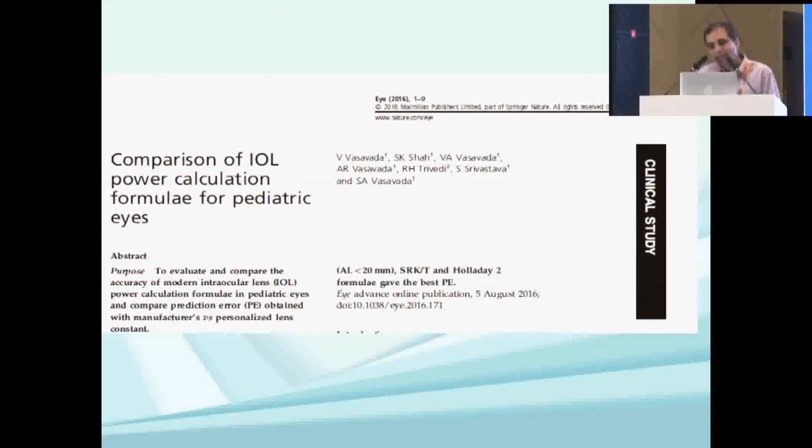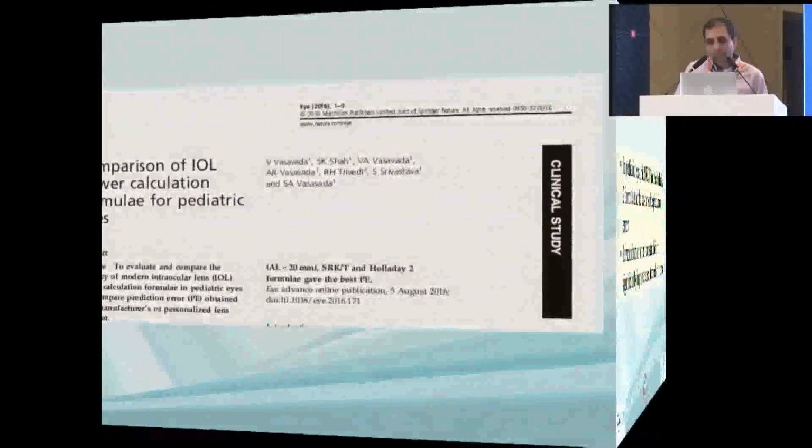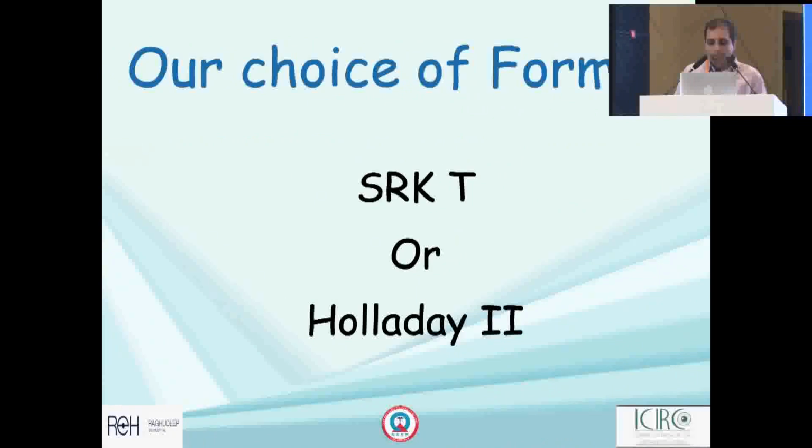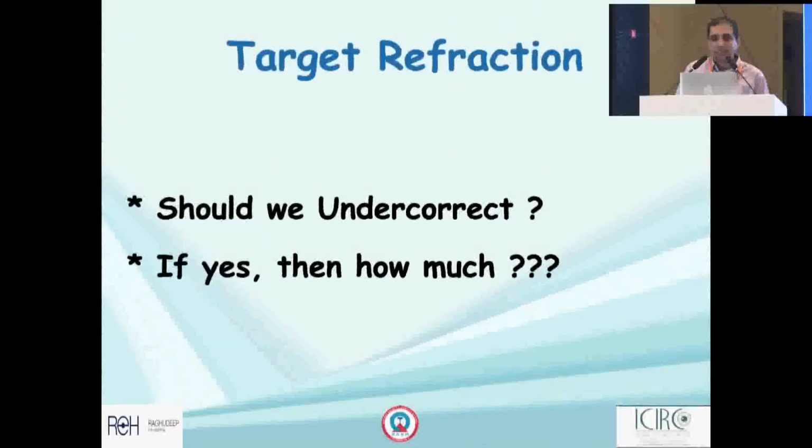We did our own data analysis of our own pediatric cohort, and in our case we found the SRK/T and the Holladay 2 to be the most accurate, and personalizing a constant like in adults didn't seem to help very much in children. We are still struggling. We are trying to get our data sorted out with the Barrett formula as well, but there are several challenges that we are still facing. So maybe in the coming times this may change. But as of now, these are our 2 formulas of choice as far as pediatric eyes go.